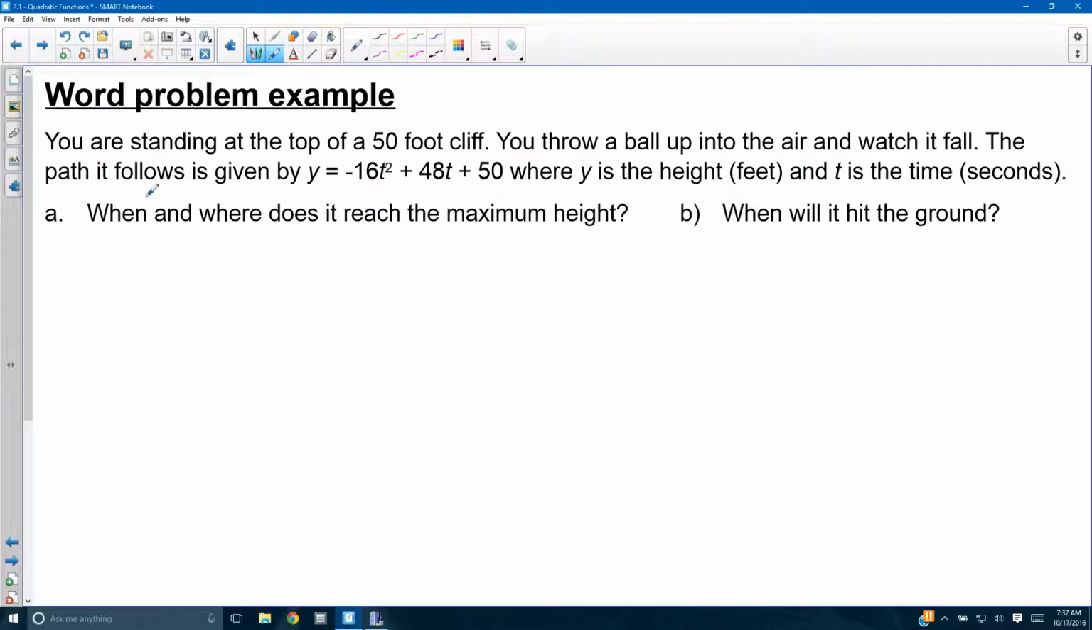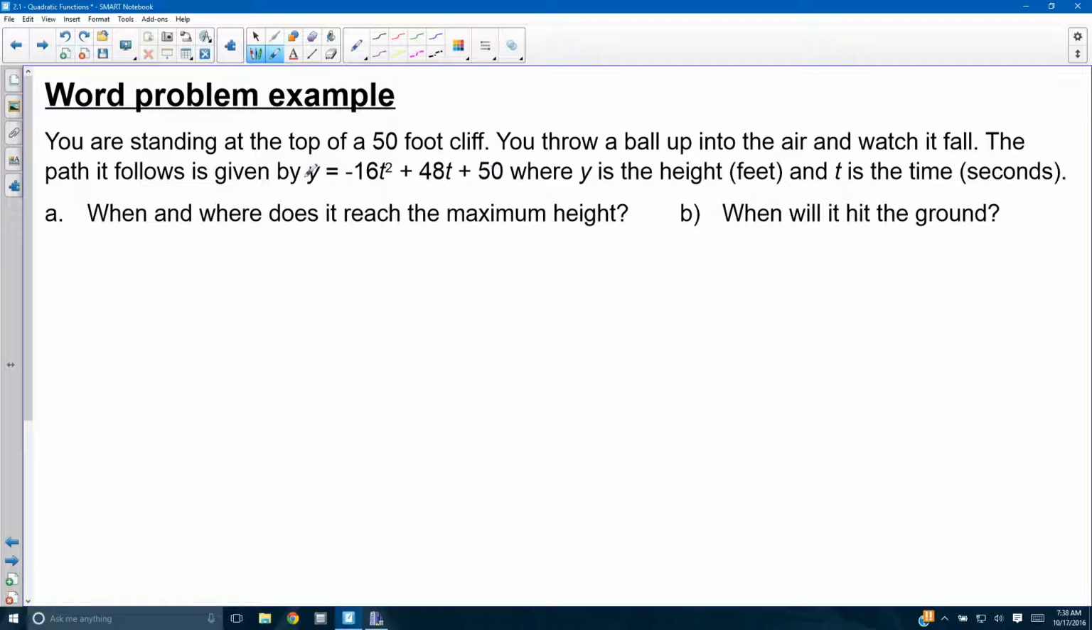All right, let's do some word problems. You are standing at the top of a 50-foot cliff. Careful. You throw a ball up into the air and watch it fall. The path it follows is given by y equals -16t squared plus 48t plus 50, where y is the height in feet and t is the time in seconds.